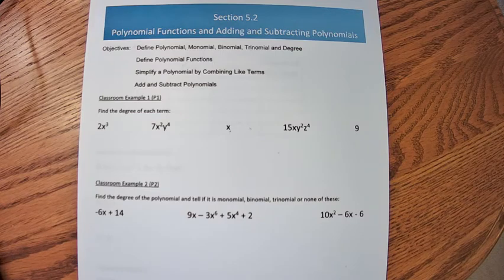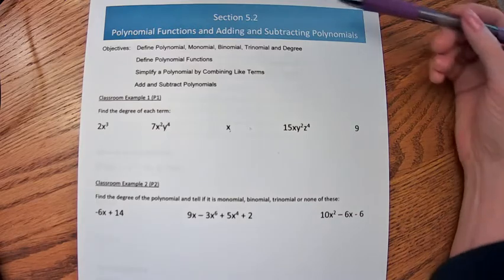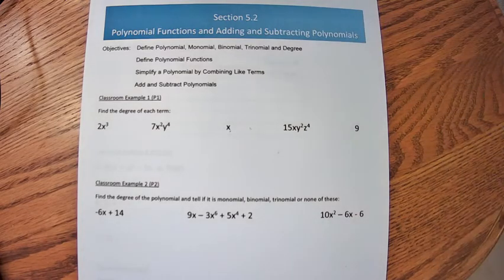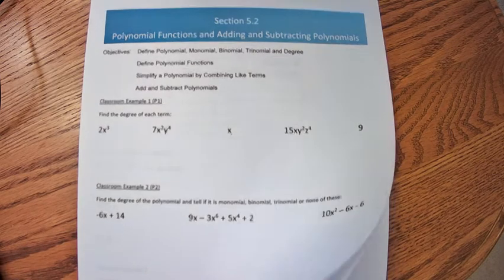Now we're going to start section 5.2, polynomials, and we're also going to use function notation for the first time. And then we'll learn how to add and subtract polynomials. So a polynomial is a collection of terms. Polynomial is made up of terms.